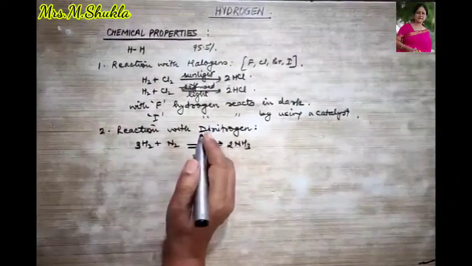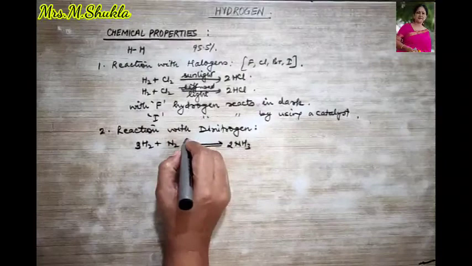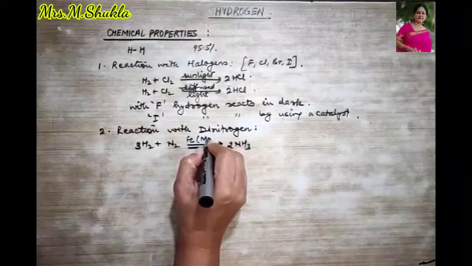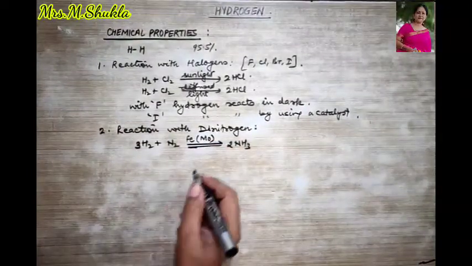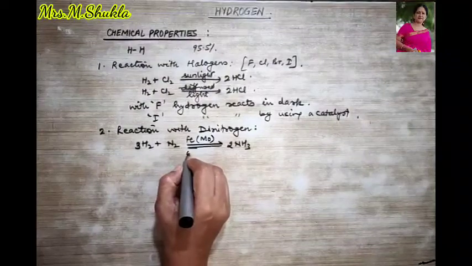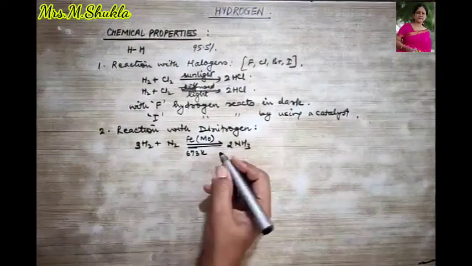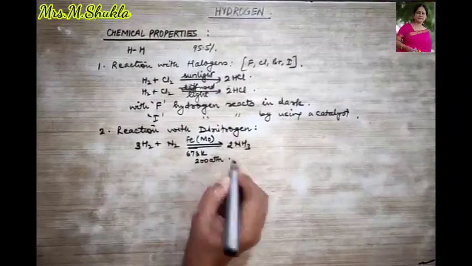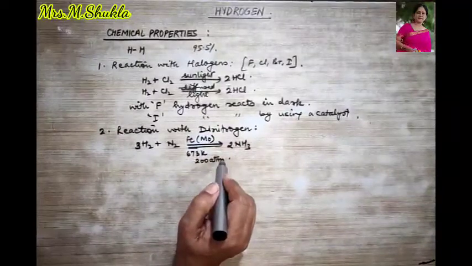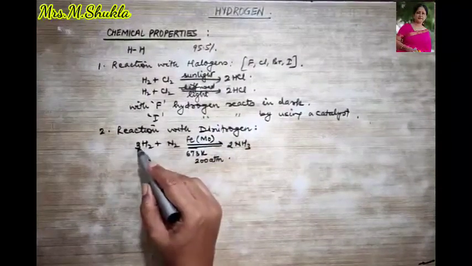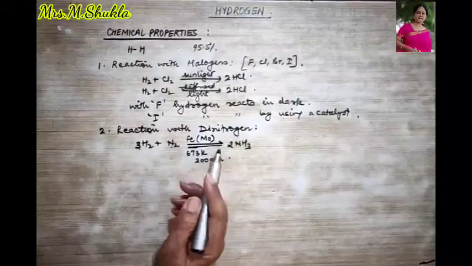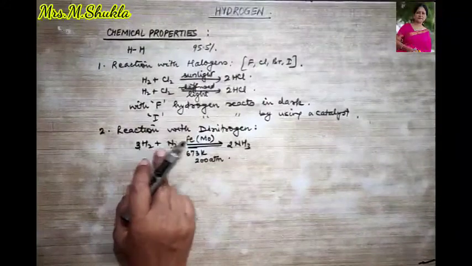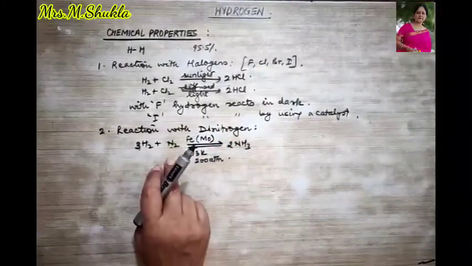What are those suitable conditions over here? We need a catalyst, that is finely divided iron, and it also needs a promoter, which is molybdenum. It needs a temperature of, say, 673 Kelvin, and a pressure of around 200 atmospheres. When all these conditions are given to 3 parts of hydrogen and 1 part of nitrogen, then we obtain just half the volume. So here we see that hydrogen can easily combine with dinitrogen.